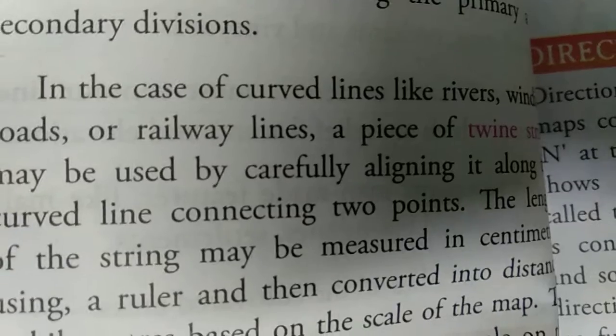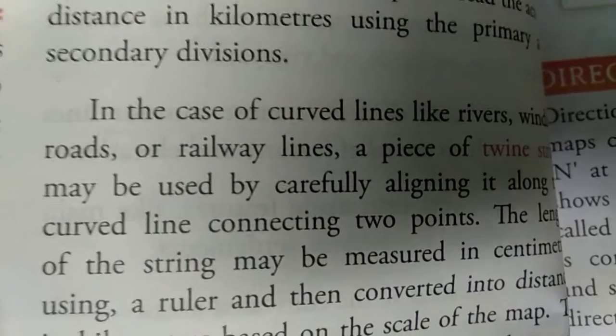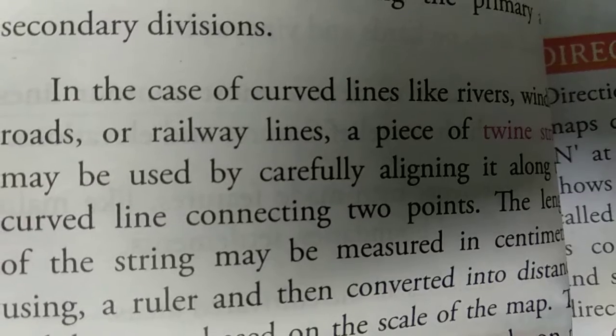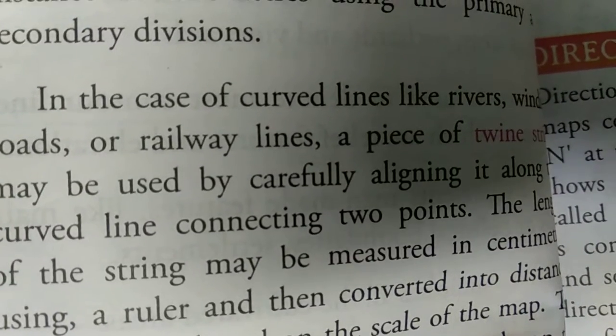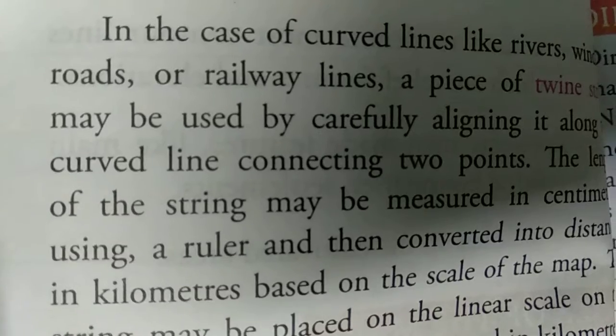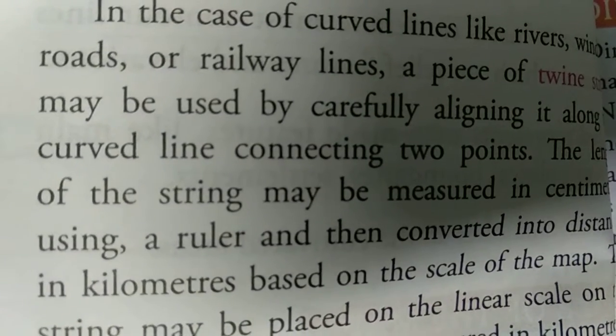measured, it is measured with a piece of twine, which is carefully aligned on the curved line connecting two points. Then that string may be measured in centimeter using a ruler, then converted into the distance in kilometer based on the scale that is provided on the map.